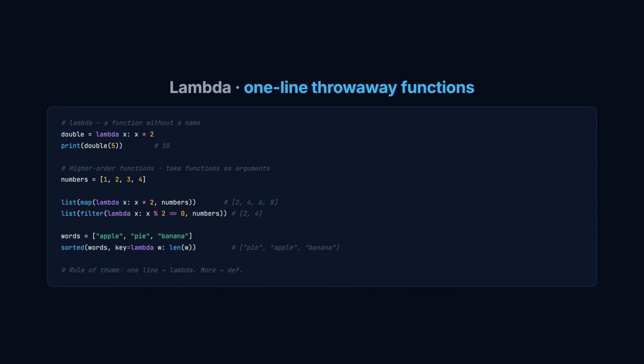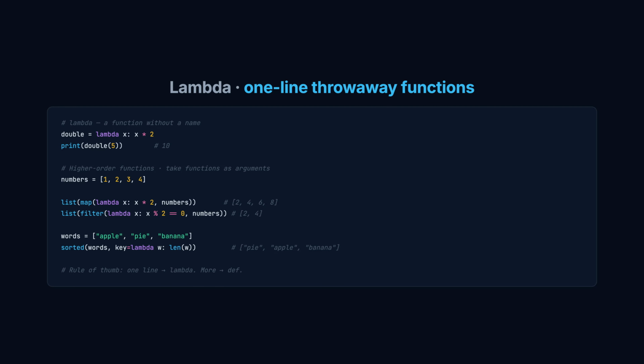One more tool: lambda. A lambda is a one-line function without a name. Lambda x: x * 2. Whatever is before the colon is the parameter. Whatever is after is the return value. Implicit, no keyword needed. On its own, a lambda is not useful. You can assign it to a name, double = lambda x: x * 2, but Python's style guide actually tells you not to.